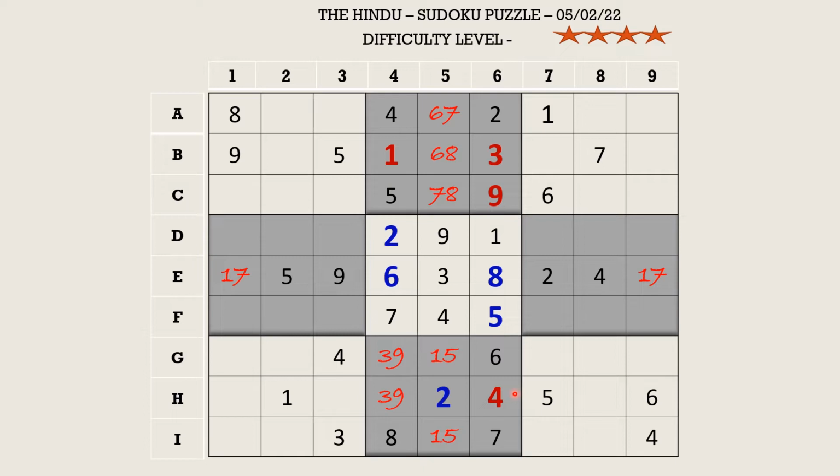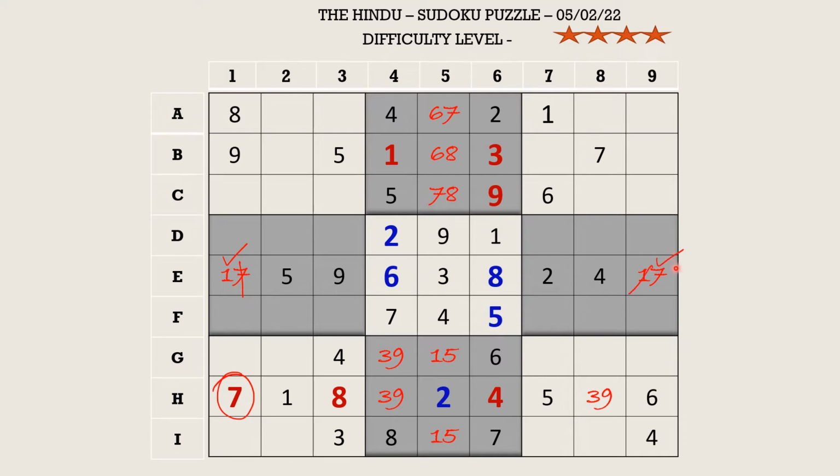In H row, the missing numbers are 3, 7, 8 and 9. H1 is blocked by 8 and 9 here in column 1 and 3 is here. So H1 takes 7. Now there is a 3 and 9 blocking H3. So H3 takes 8 and H8 takes 3 or 9. So this 7 in H1 cancels 7 here in E1, and E1 becomes 1 and E9 becomes 7.